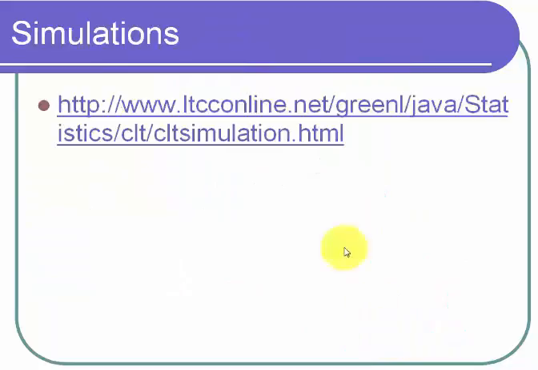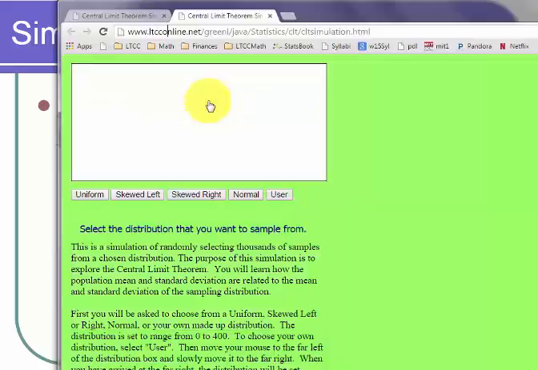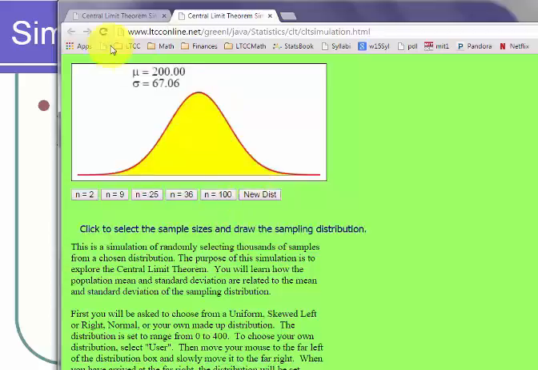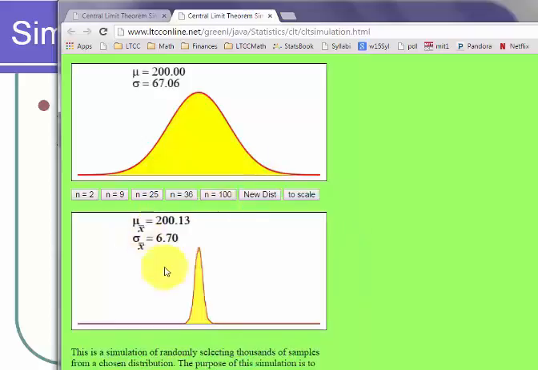So let's do a simulation. This is a little simulation that I built. And what I'm going to do is start out with a normal distribution of population mean 200 and population standard deviation 67, about. And I want to find out what the sampling distribution looks like. Let's choose n equals 100 to start with. If I choose n equals 100, then the sampling distribution, notice, is also approximately normal.